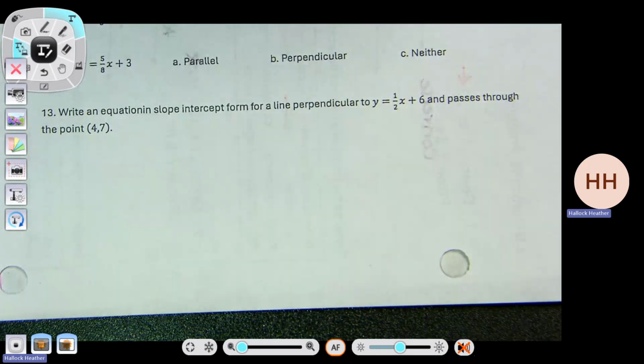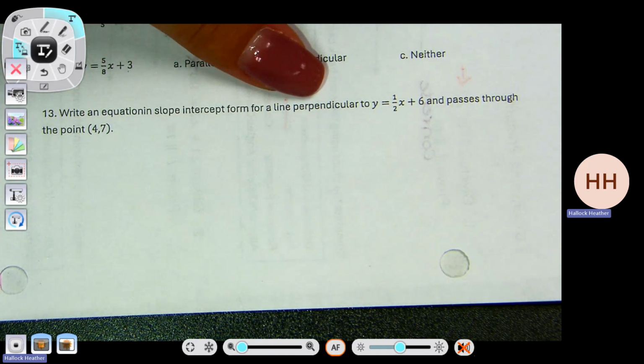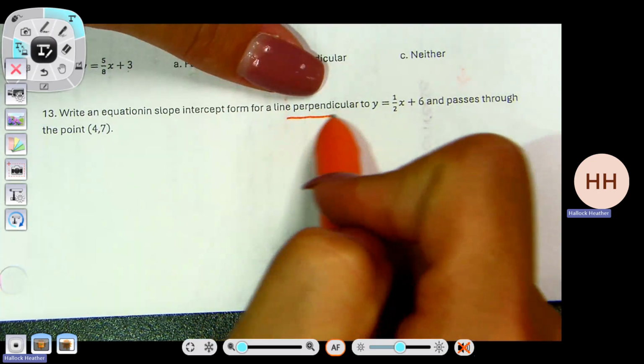The first one you already said we're lucky. We're doing 13. Okay, so 13 says there's one of these on your test. There's also one like number 12. It says write an equation in slope intercept form for a line perpendicular.